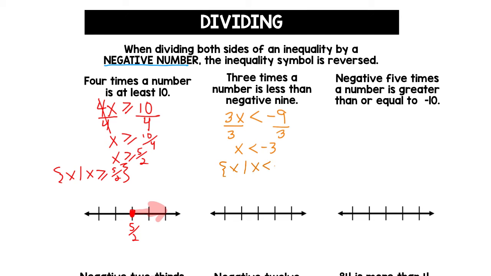Let's put this in set notation. X, given that x is less than -3. The center of our number line is -3. It's an empty circle because it doesn't include an equals. And we'll shade to the left.